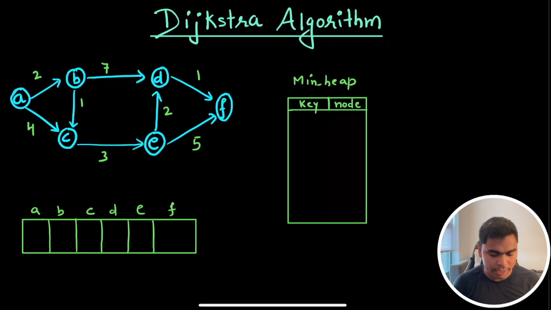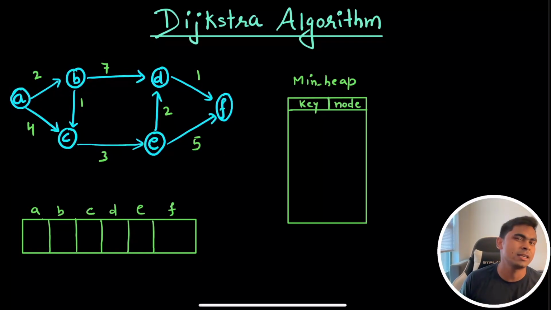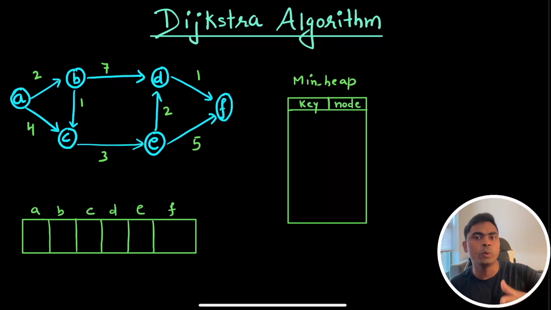Here I have drawn a directed graph that has 6 vertices from A to F, and all the edges right here have their particular weight assigned, which is a kind of cost of going from vertex A to vertex B, or in general vertex U to V. That's how we study it in graph theory.